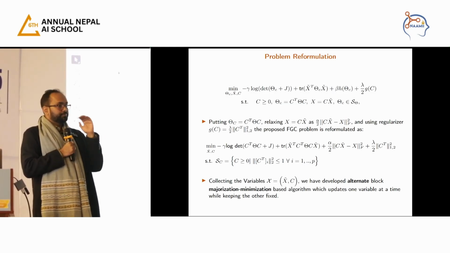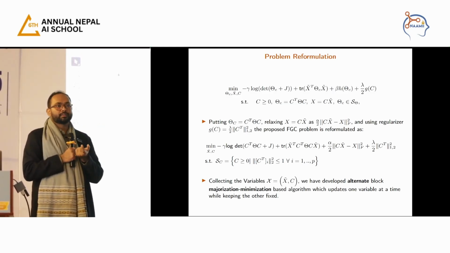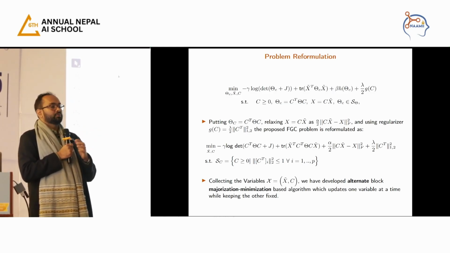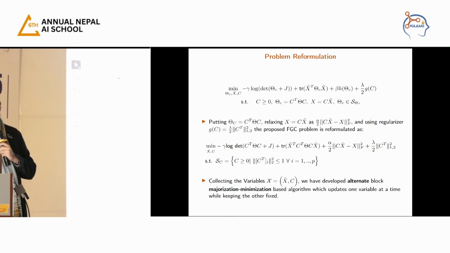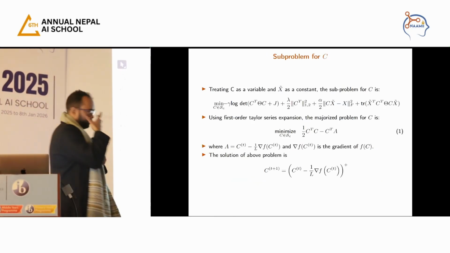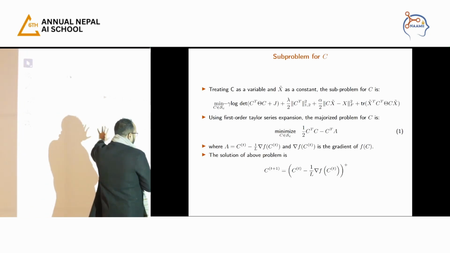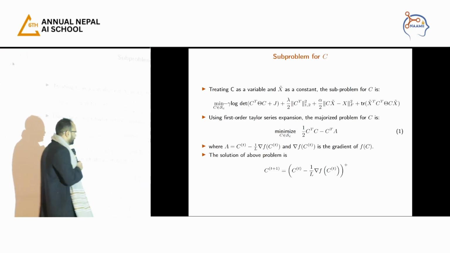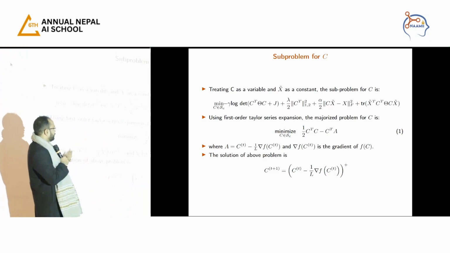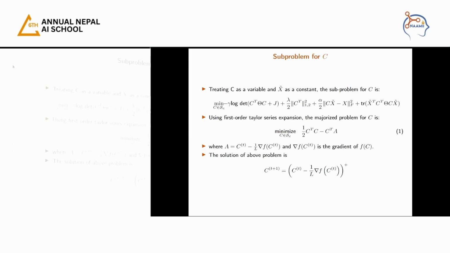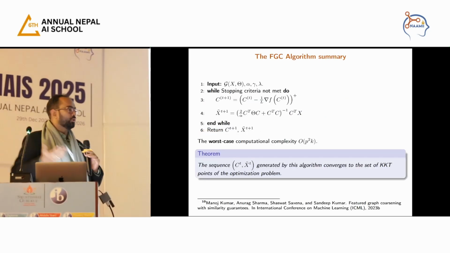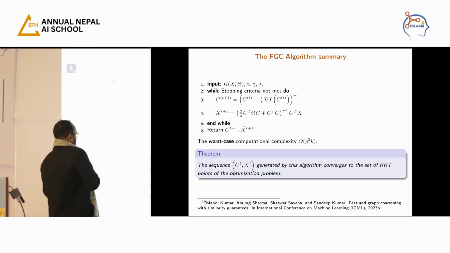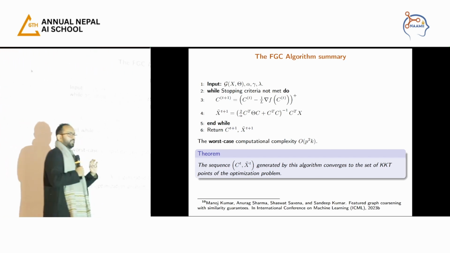So jointly it's not convex, but individually it is convex. So alternate minimization is a way to go forward. What we have done is a second layer of approximation, a meaningful approximation. Fine, solve for C, solve for x tilde, and do this till you converge. And for the convergence, you satisfy the KKT guarantee.